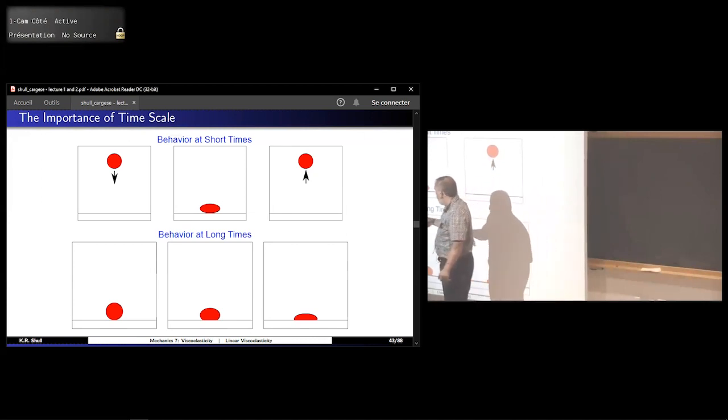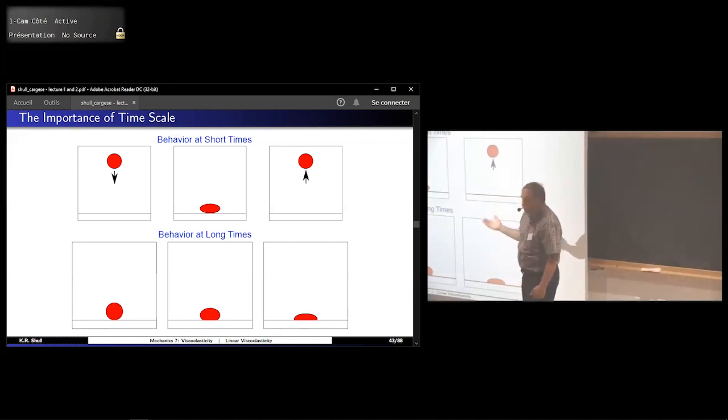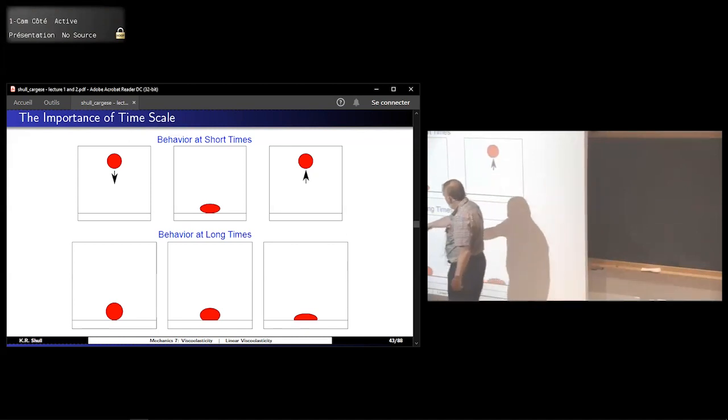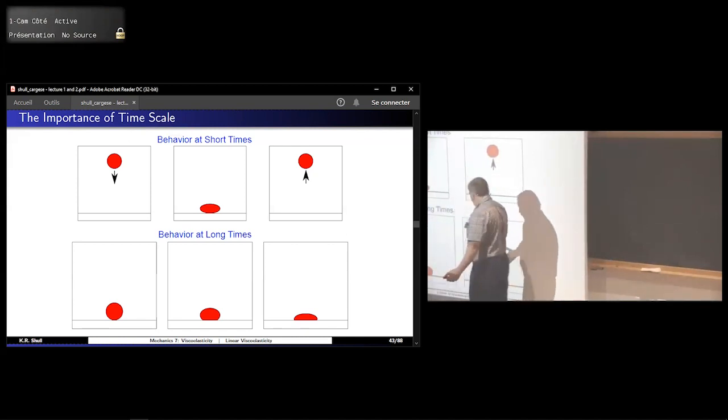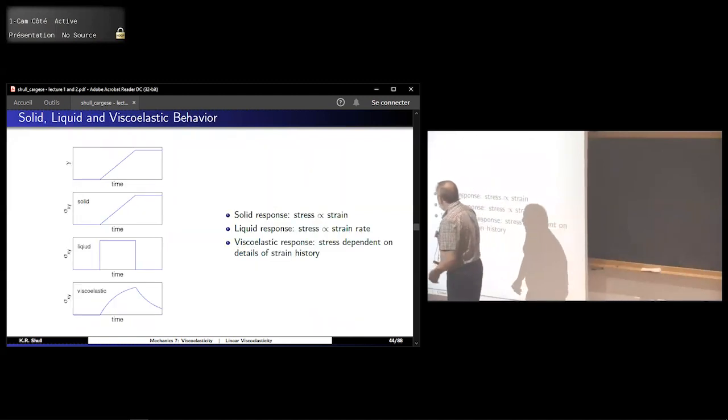But with a truly viscoelastic material, or at least a version of viscoelastic materials, if I let the thing sit on the table, it just flows. So short times, it's a solid, kind of long time, it's a liquid. So that's what we mean.